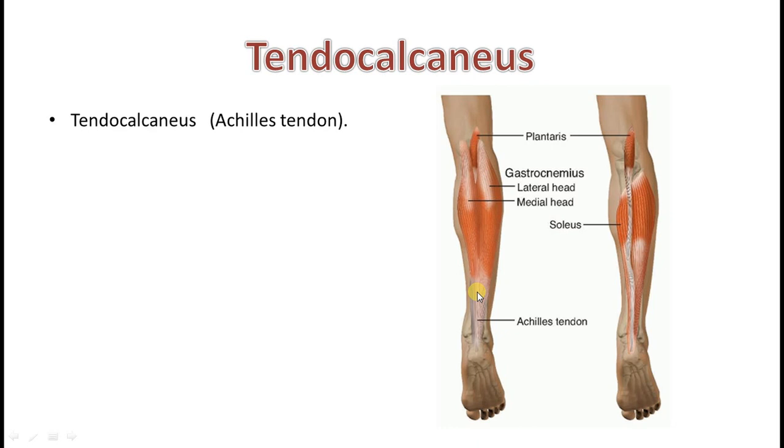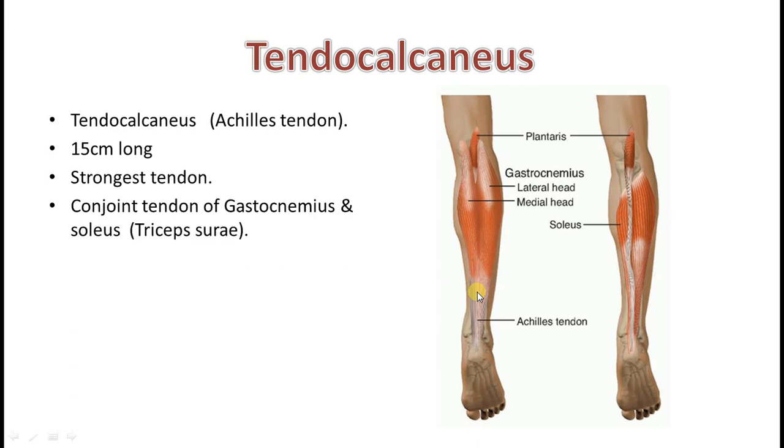Same way, the importance of the Tendocalcaneus also, because when we see the function, then you will know why it is very, very important. So strongest tendon, 50 centimeters long, formed by union of the gastrocnemius and soleus. So that is why it is called the Triceps Surae. Sura means calf, so it is a triceps of the calf. Two heads of the gastrocnemius and the soleus, these three unite to form the triceps, and it is called the Triceps Surae. So it is the chief plantar flexor at the ankle joint. Okay, so it plantar flexes your foot.